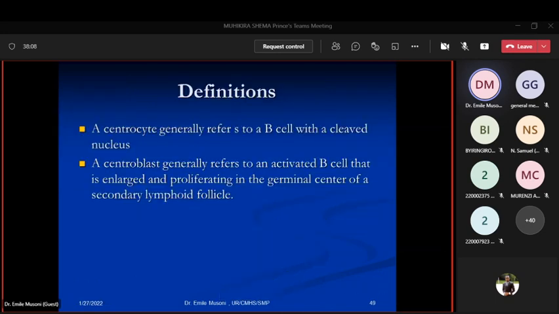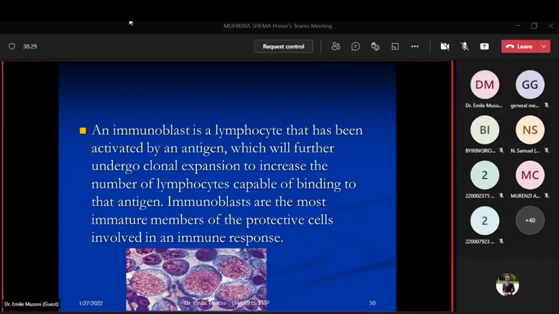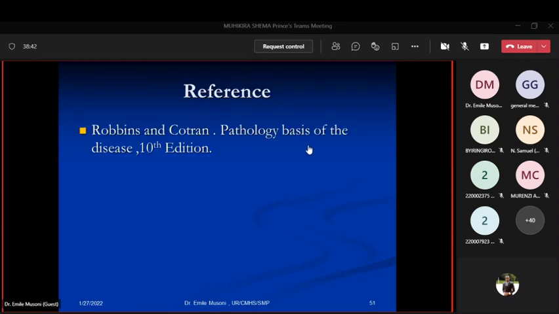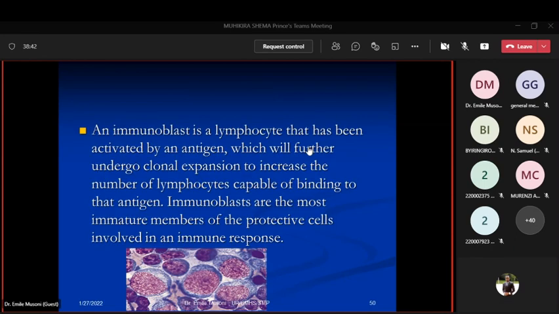So the definitions, but this one is not necessary to define. What is a centrocyte? A B cell with a cleaved nucleus. A centroblast is an activated B cell that is large and proliferating in the germinal center of the secondary lymphoid follicle. An immunoblast is a lymphocyte that has been activated by an antigen. It is very large. So this was the end of the presentation about the lymphoma.